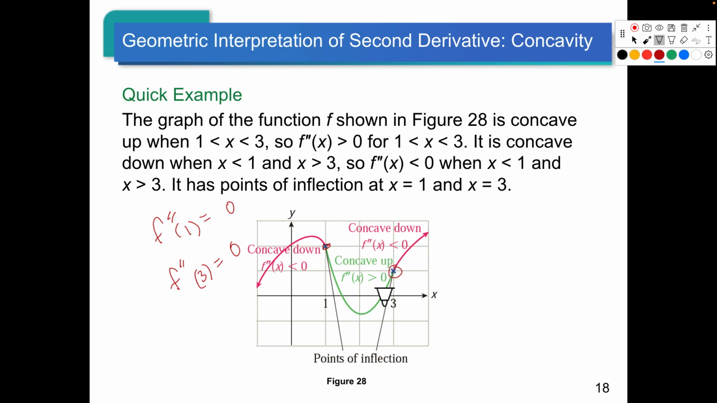Everywhere else, notice concave up, whatever x value we plug in between 1 and 3, we're going to get a positive second derivative. Anything bigger than 3 or less than 1, if we plug it into the second derivative, we get negative values. And again, you can actually figure them out, but the important part is the values are going to be negative. And remember, those values are rates of the rate. So it tells us the rates are decreasing.